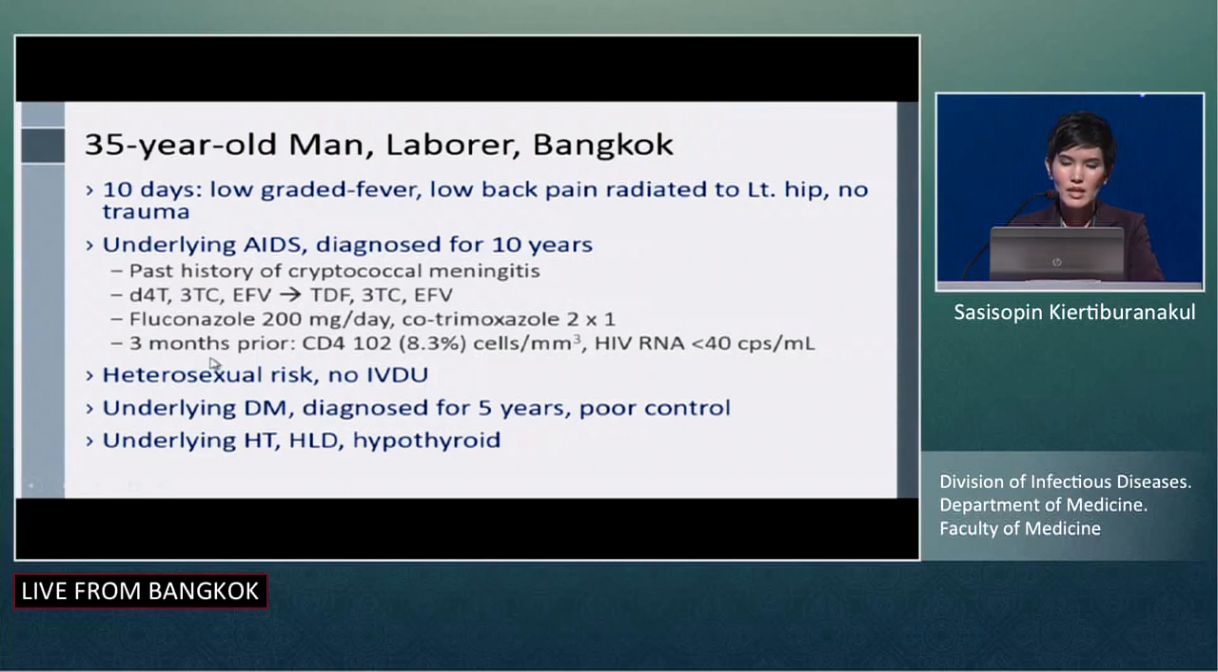For the laboratory, the last test was 3 months prior: CD4 is 102 and viral load less than 40. He has heterosexual risk, no IDU. He has diabetes, poorly controlled. He also has hypertension, hyperlipidemia, and hypothyroidism.